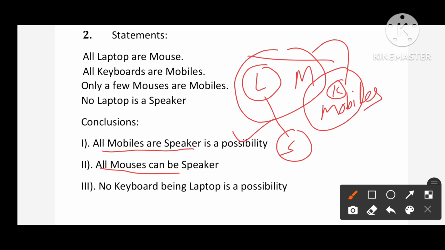Next, all mouse can be speaker. Can we place all mouse inside a speaker? It is not possible. No keyboard is laptop is a possibility. First we need to check this one. Some keyboard can be laptop. Is it possible? Some keyboard can share with laptop. It is possible. If the some case is possible, the no case fails, and saying about possibility means our answer will be true.